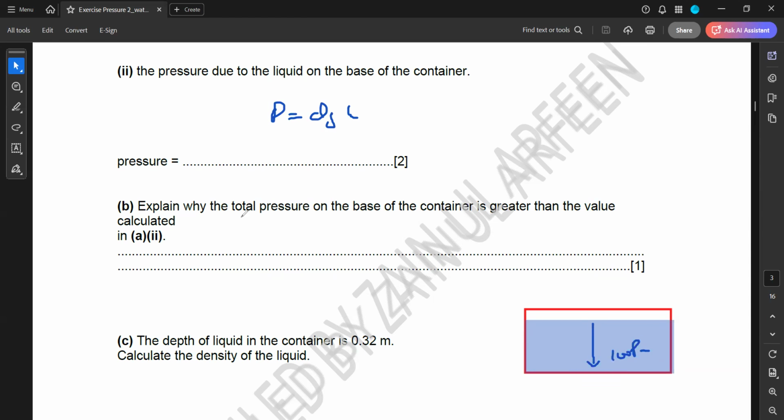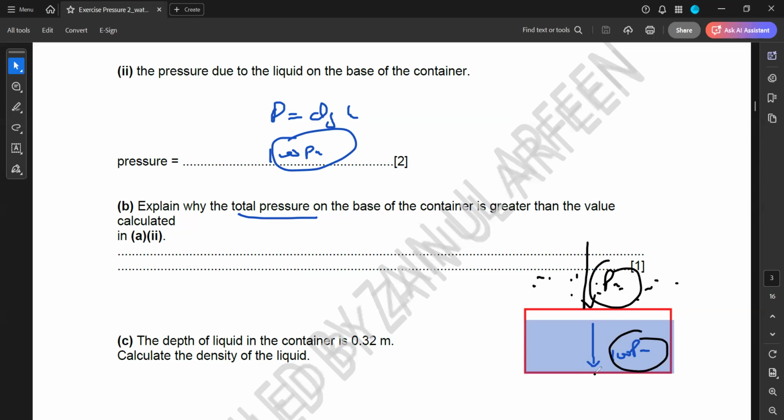But what they're saying is the total pressure on the base is greater than what we calculated. Like if we calculated this as 100 Pascal, practically it will be more than 100 Pascal. What is the reason for that? Because the atmosphere is also exerting pressure. So there is a pressure of the atmosphere and a pressure of the liquid, and the two combined together make the total pressure.